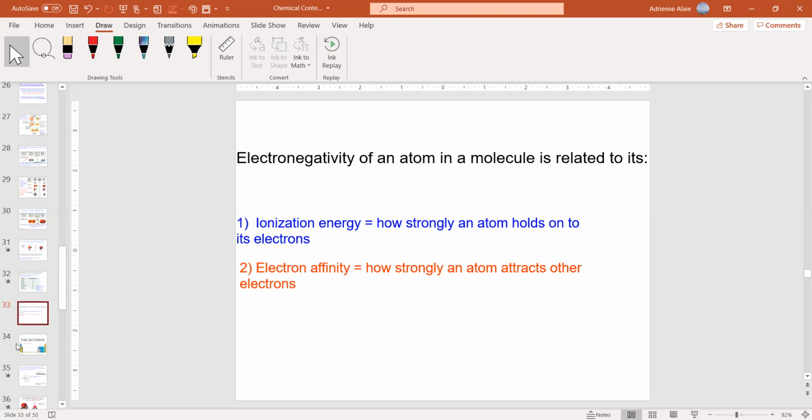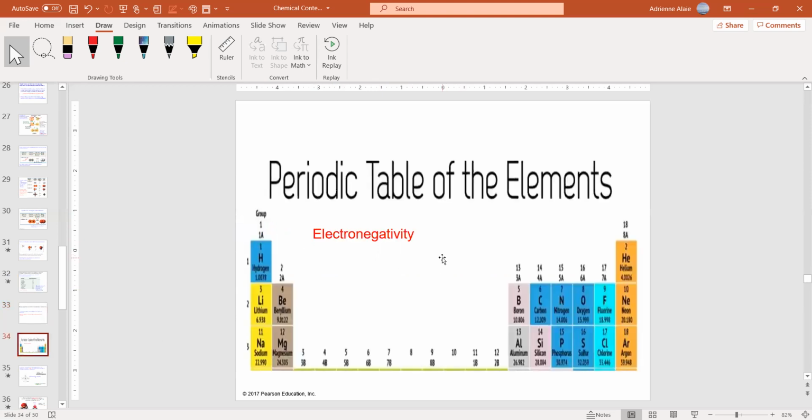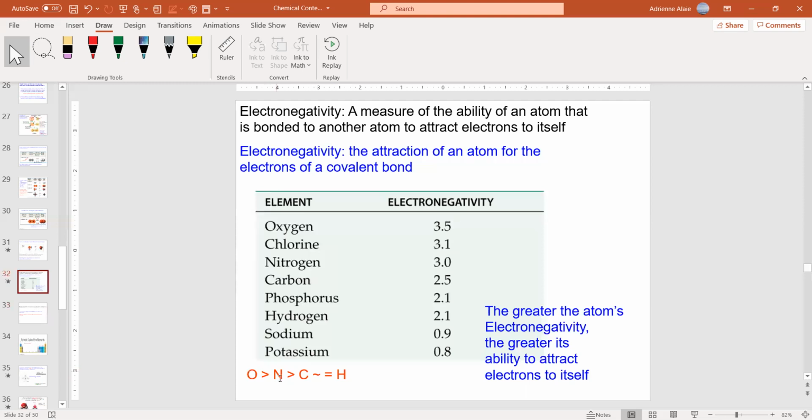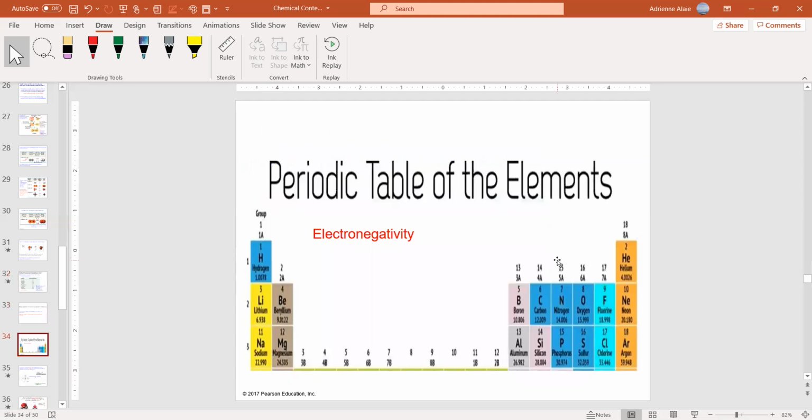Now, if we look at the periodic table, I took a piece of the periodic table to show you once again. We saw that oxygen had more electronegativity than nitrogen, nitrogen had more than carbon. How do I know this? I'm going back here. Oxygen has more electronegativity than nitrogen. Nitrogen has more than carbon, right? Then the trend for increasing electronegativity is to go in this direction. Okay, so electronegativity increases as you move across a period of the periodic table, from left to right.